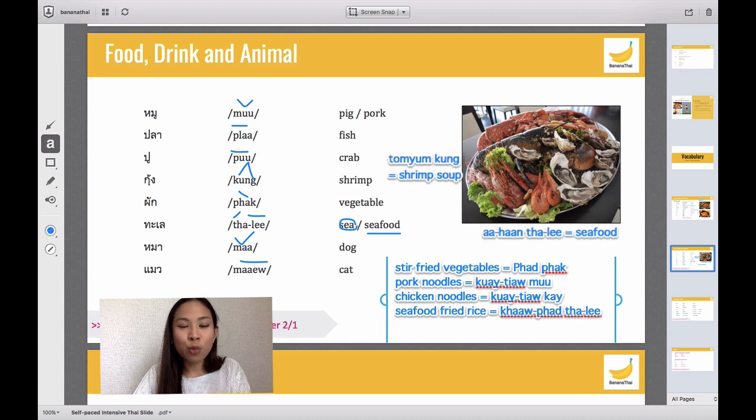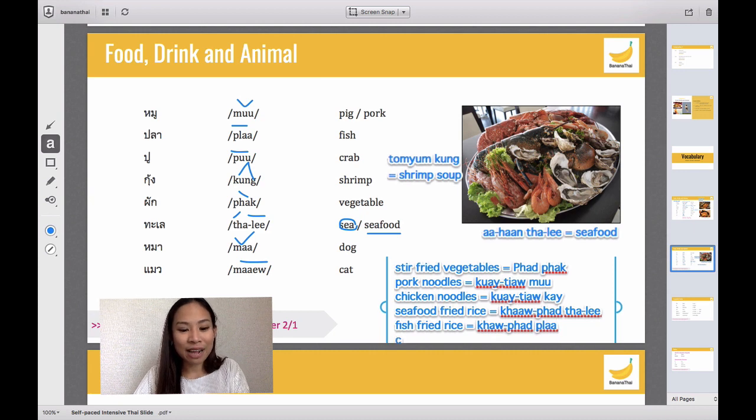Next, if you want to say fried rice with fish, so fish fried rice. Doesn't sound good though, I mean, but whatever. So fish fried rice. Fried rice comes first. Fried rice, ข้าวผัด. Fish is ปลา.